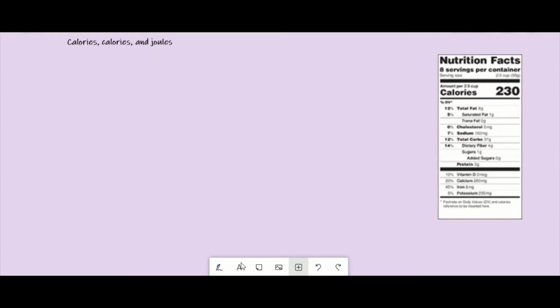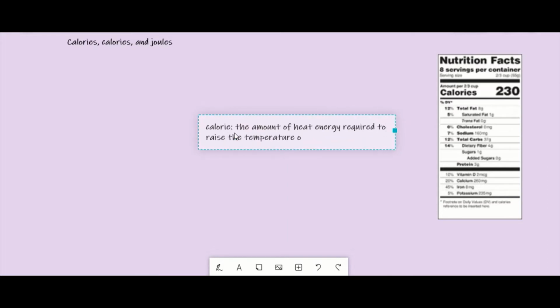calories with a lowercase c is the one we're going to start off with, because a calorie is basically the amount of heat energy required to raise the temperature of 1 gram of water by 1 degree Celsius, or you could say Kelvin. Because remember, if you change by 1 Celsius, you're also going to change by 1 Kelvin. If you change by 1 Kelvin, you're going to change by 1 Celsius.